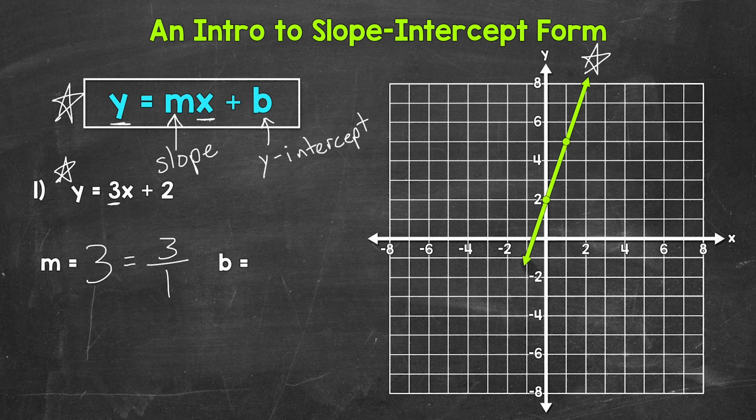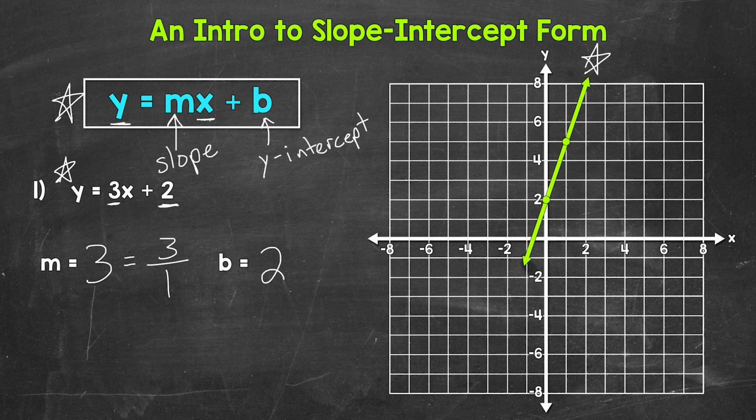Now for b, the y-intercept. We have y equals 3x plus 2. So b equals 2. This is our y-intercept right here, and this is a positive 2. Again, that's where our line crosses the y-axis. And that's all the information we need for slope-intercept form and the graph of this line.